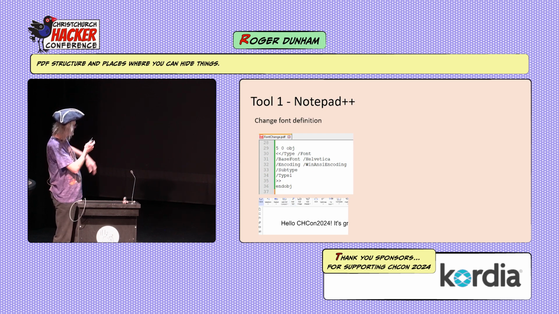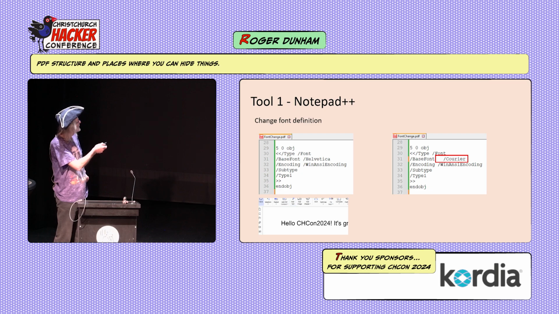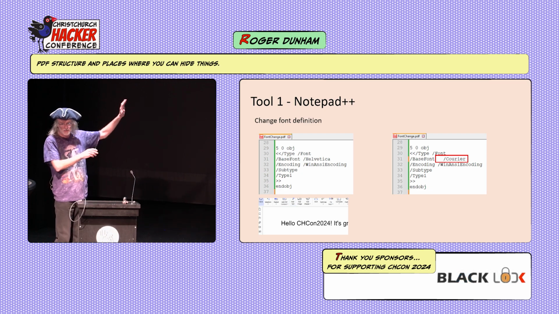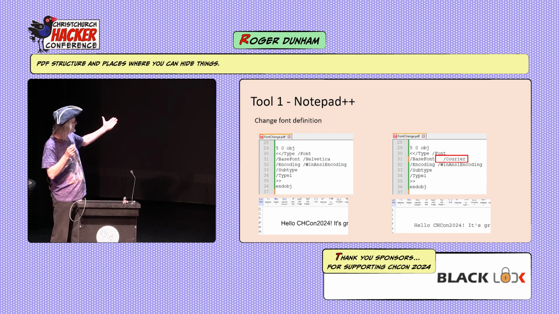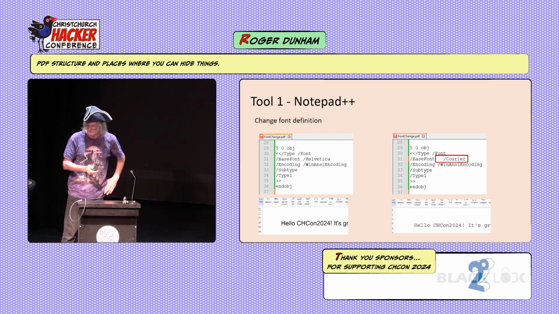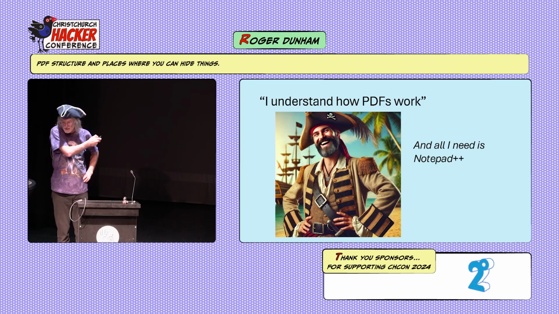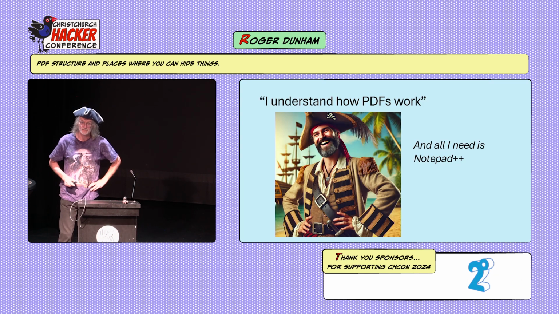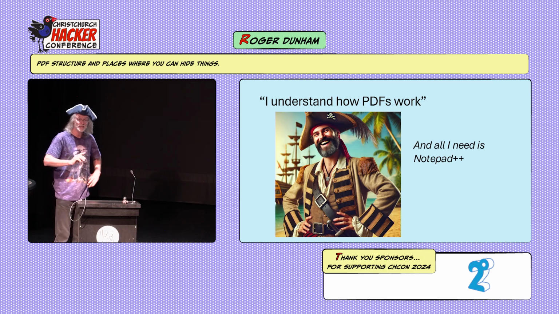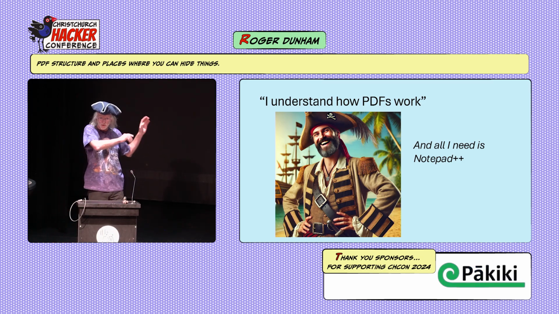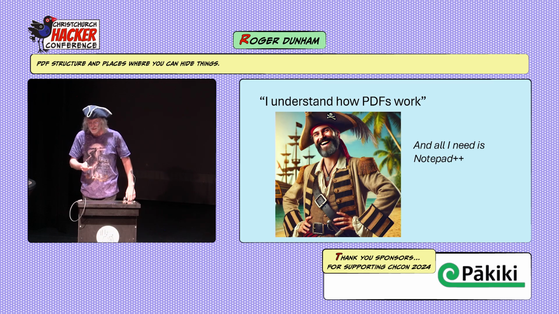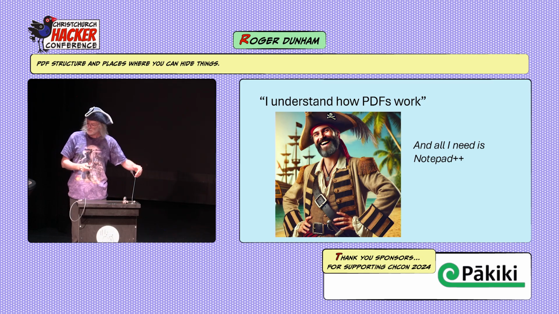So at the moment, it's coming out like this. And we can use Notepad++, and we can change Helvetica to Courier. I've done a wee shimmy there to make it that the positions of the objects are the same. And ta-da! Simple as that. So at this point, you should be thinking, I understand how PDFs work. And all I need to work with them is Notepad++. And in fact, there's lots of examples on the web that show you about this. So, you know a bit.